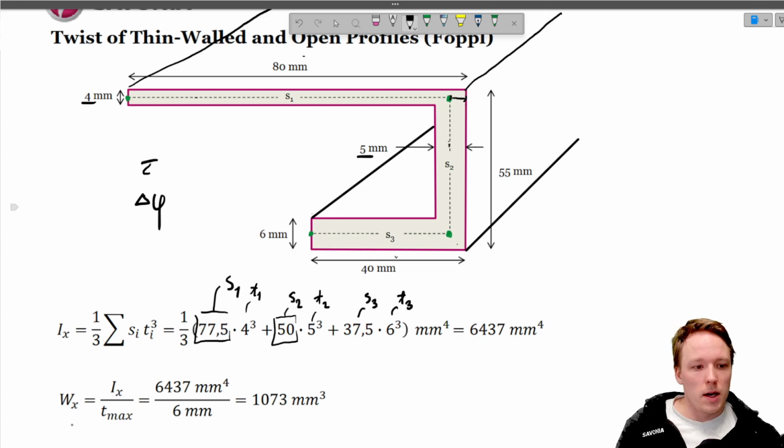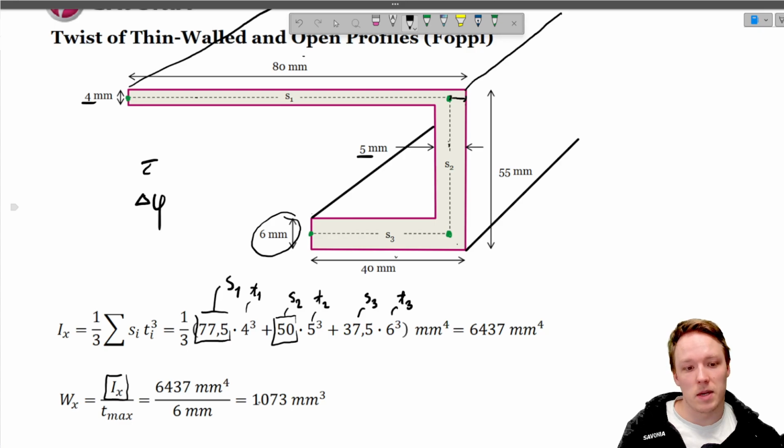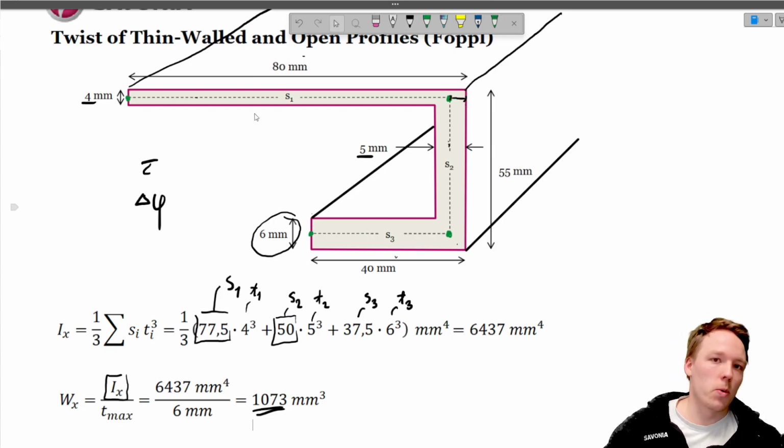Well, in order to calculate the section modulus for thin-walled open profiles, we first need the second moment of inertia. And to calculate the section modulus, we divide the second moment of inertia by the maximum thickness in this profile. In this case, the thickest section is in here, and the thickness there is 6 millimeters, and we come up with the section modulus of this profile. That's how we calculate those ones.